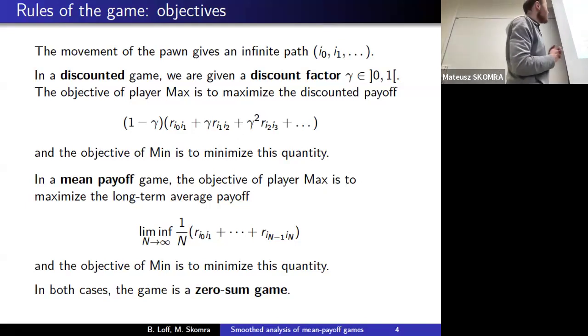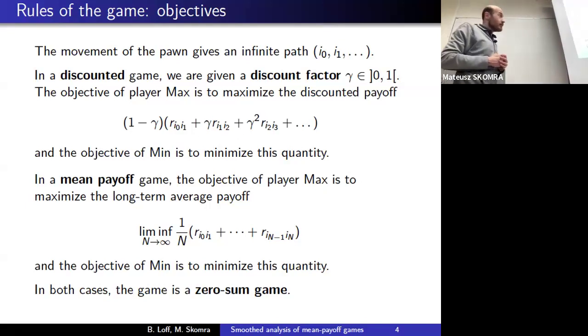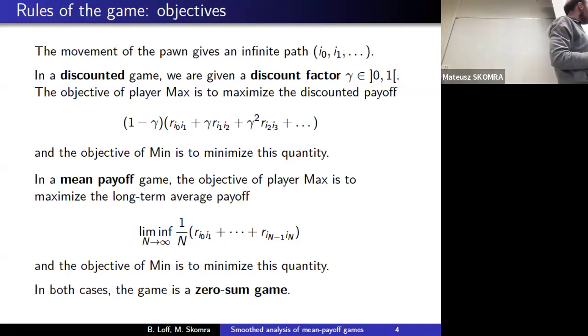The second criterion that we can talk about is the mean payoff criterion, in which the final payoff of the game, so the objective of player max, is to maximize this quantity, which is the long-term average payoff. Now, this is a well-defined number, simply because I take the limit of this sequence with capital N.